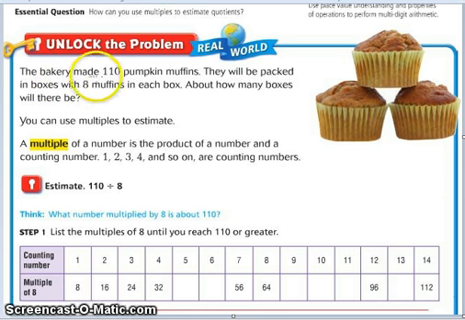The bakery made 110 pumpkin muffins. They will be packed in boxes with 8 muffins in each box. About how many boxes will there be?